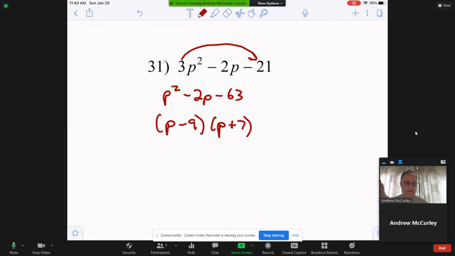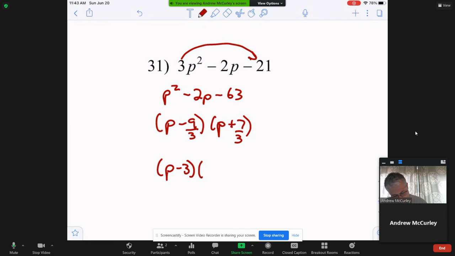That was a little more convenient, right? But you think, can we just do that? No, we're not really allowed to just do that. So I got to bring that back. I got to divide by 3. So I'm going to divide this by 3, and I'm going to divide this by 3. So what that means is I'm just going to have to take care of it. So 9 divided by 3, that's just 3. So this is going to be p minus 3. 7 and 3, that doesn't work, right? So you have to bring that 3 forward. It's going to be 3p plus 7.